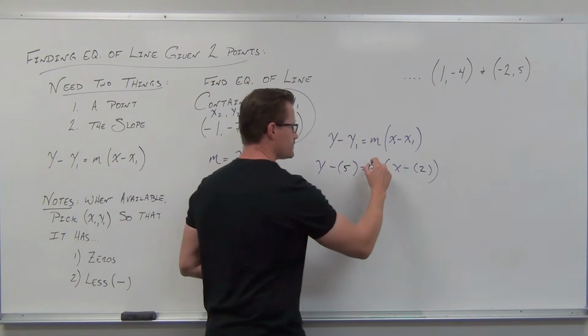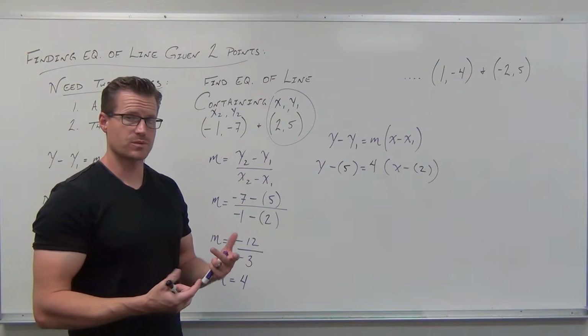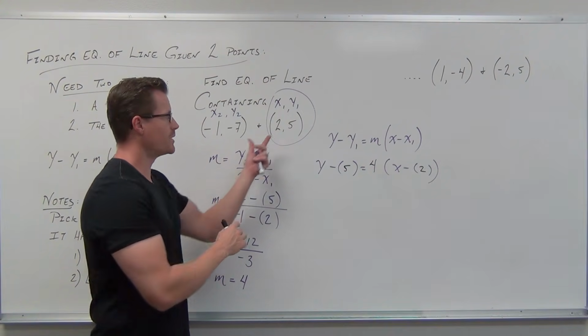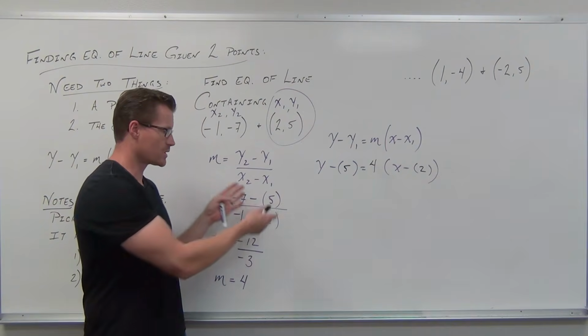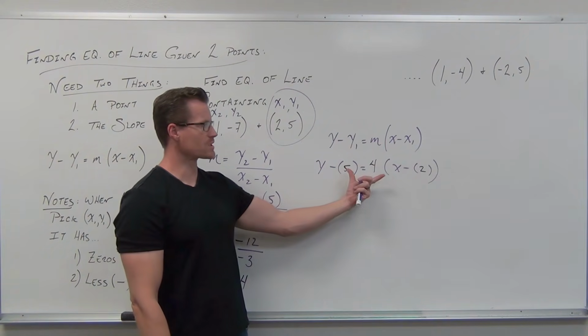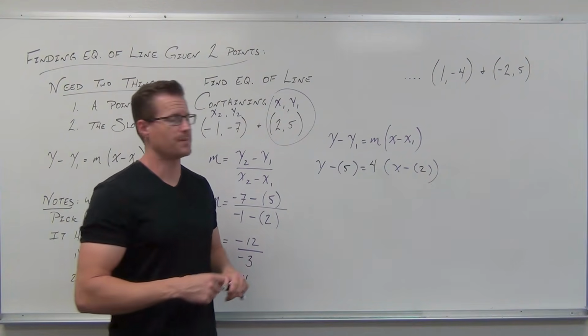It's just 4. I hope you're seeing why we like to choose points with zeros if we can, but definitely with less negatives, because we get to use it twice, once in the slope formula and again in the point slope. Having less negatives really helps with errors. I'm trying to avoid errors for you.